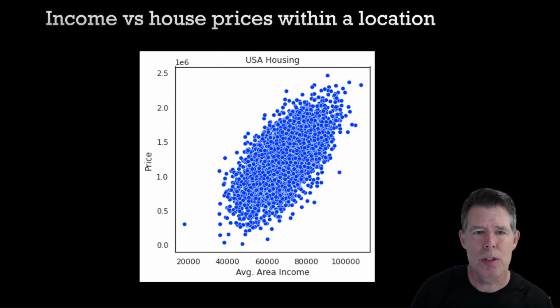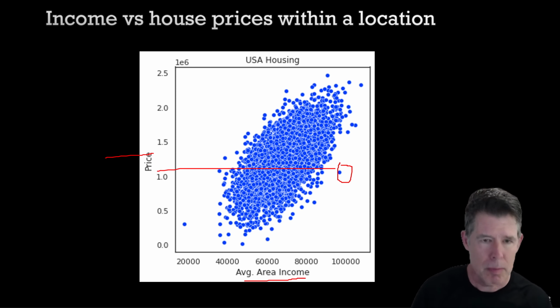So here is a scatter plot of some data. There is average area income on the x-axis and the price of the house on the y. And with the one variable regression, we're going to take the average area income and then try to predict the associated price.